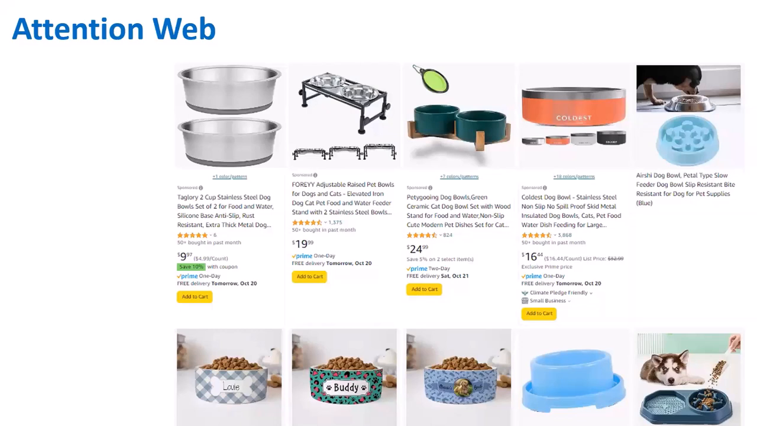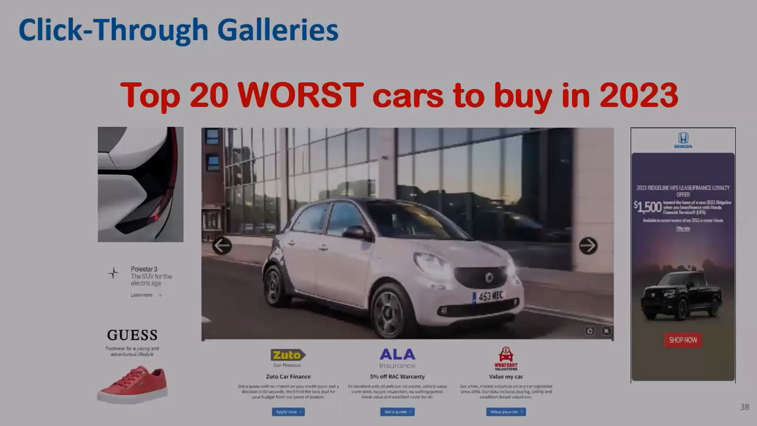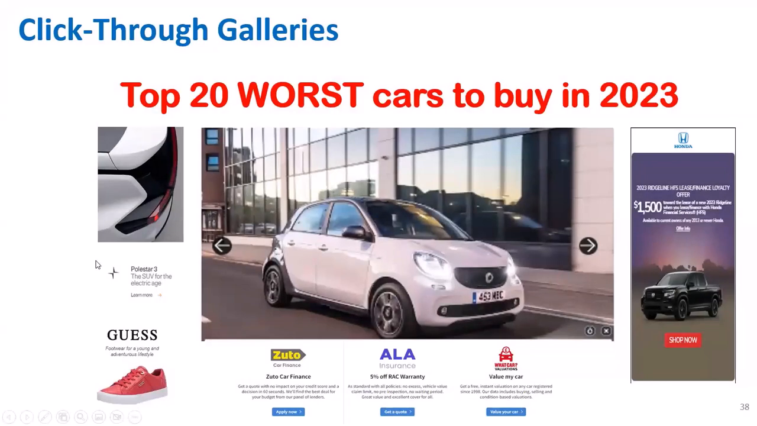Another type of attention web are click-through galleries. So we've got things like the top 20 worst cars to buy in 2023. But to find the list of all 20, you have to click on page after page, image after image, and really they're not trying to give you the information. They're trying to expose you to an amazing amount of advertising. But you get halfway through it and you think, I've got to keep going. I got to see what number 1 is. I need a car. So yeah.